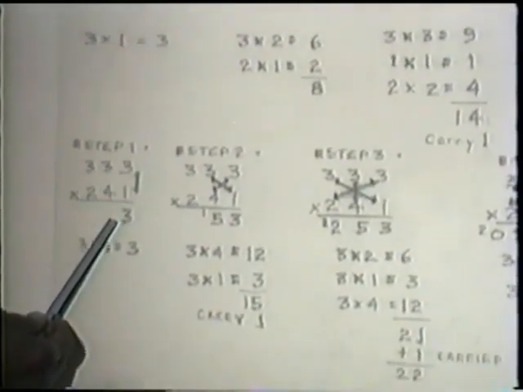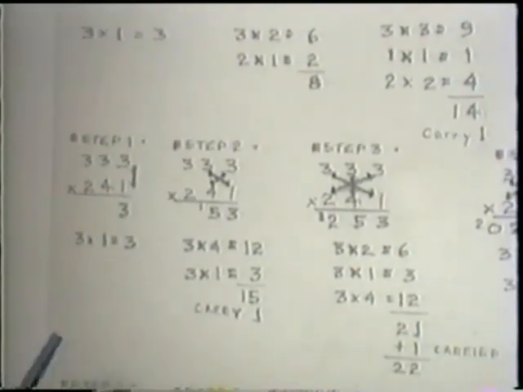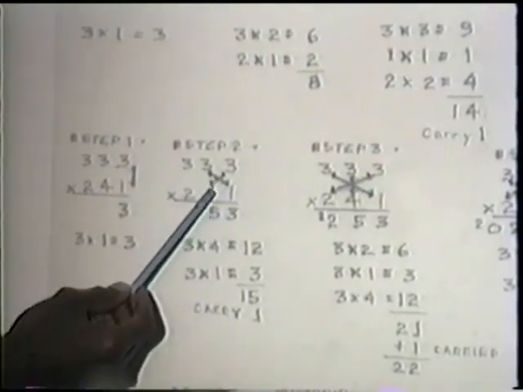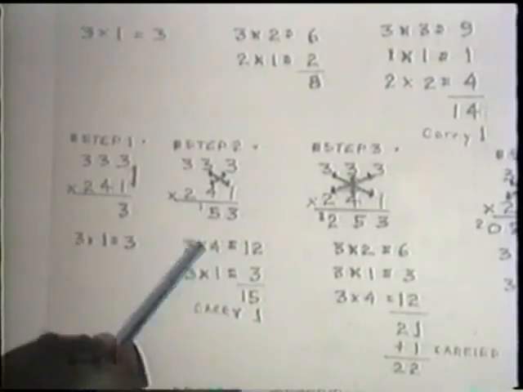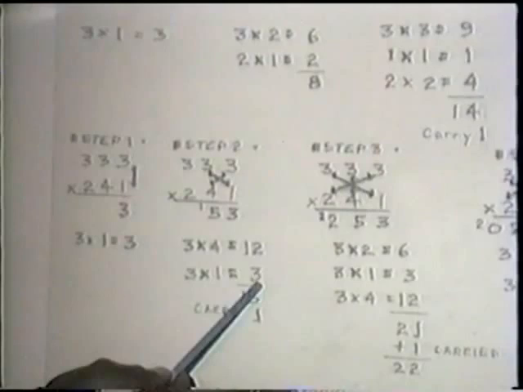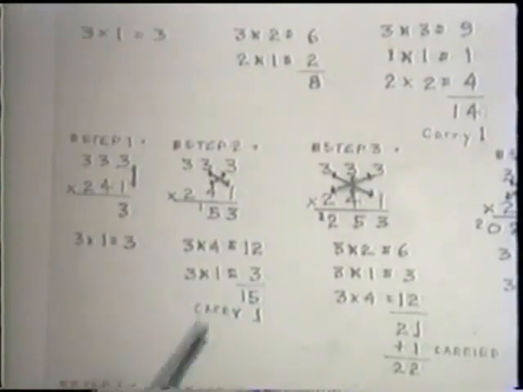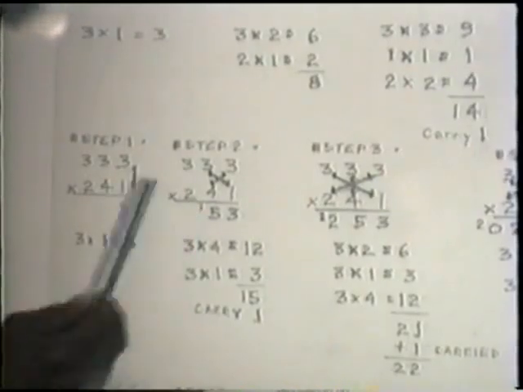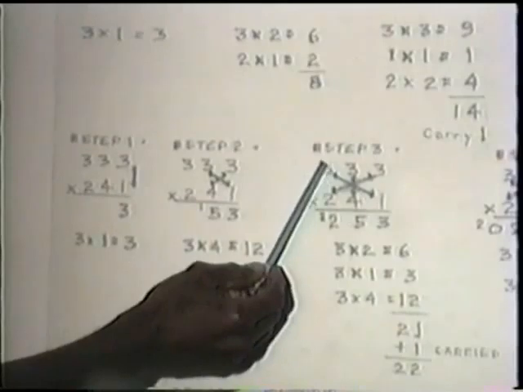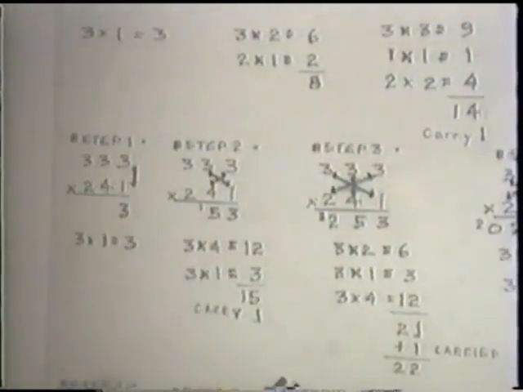1 times 3 is 3. 1 times 3 is 3. Now we're going to cross multiply. 1 times 3 and 1 times 3 is 3. Now we're going to do 3 times 4. 3 times 4 is 12. We add them together. 3 and 12 is 15. Except we got to carry that 1. Remember that.